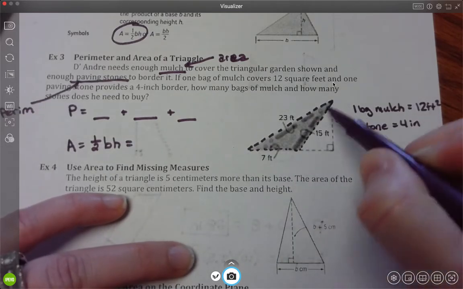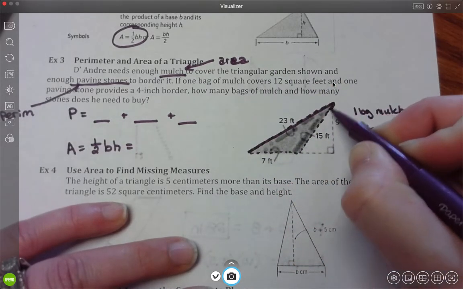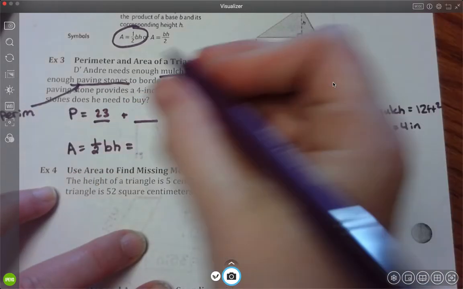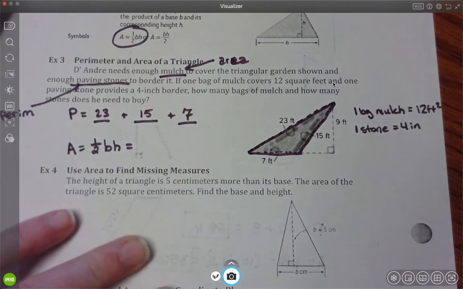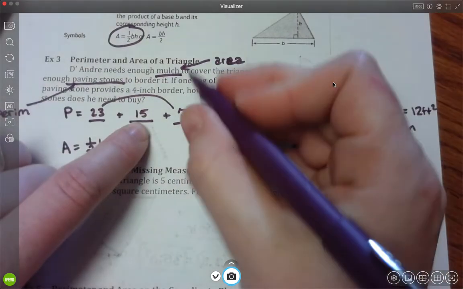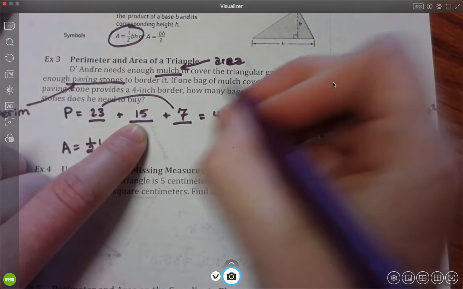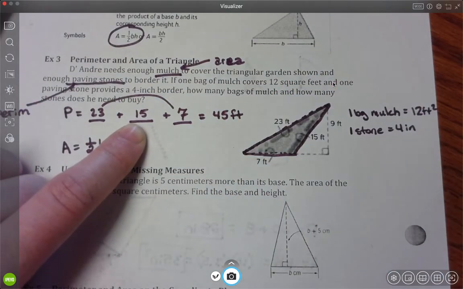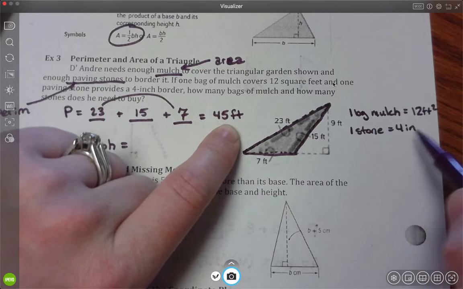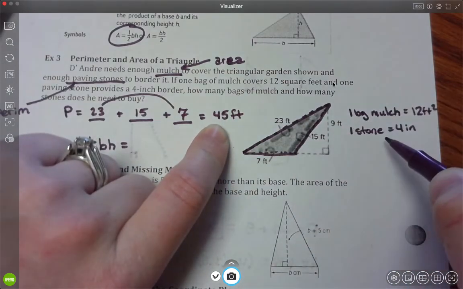We want to first do the perimeter, and they have all of our sides labeled for us. This side is 23, this side's 15, this side's 7. So 23 plus 15 plus 7. 23 plus 7 is 30, and 30 plus 15, try to do some of this in your head. 30 plus 15 is 45. So the perimeter is 45 feet. Now, perimeter had to do with the paving stones. 1 stone is 4 inches, but I want to go 45 feet. So how many stones do I need to have?